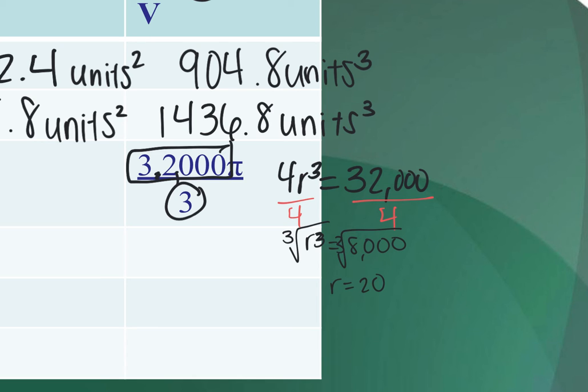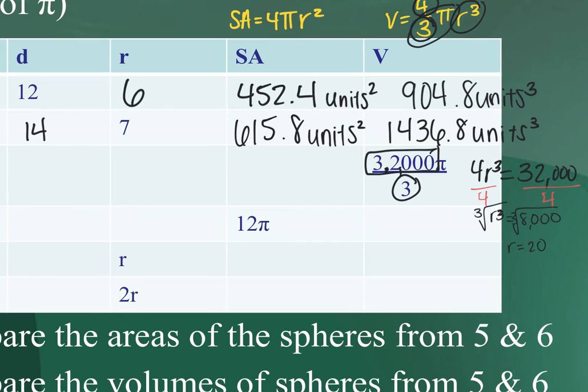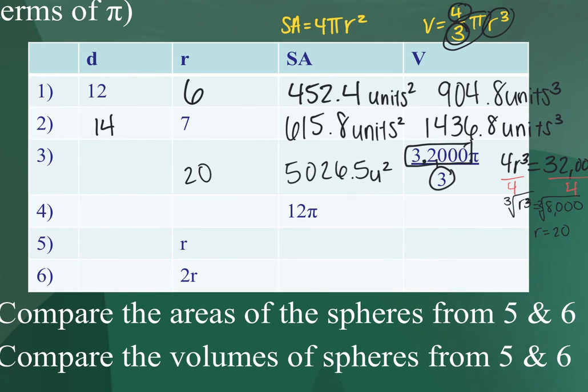What was our radius again? 20, okay? So our radius is 20. Our surface area, if we plug in 20, we should get 4 times pi times 20 squared, 5,026.5 units squared. And our diameter would be 40, okay?